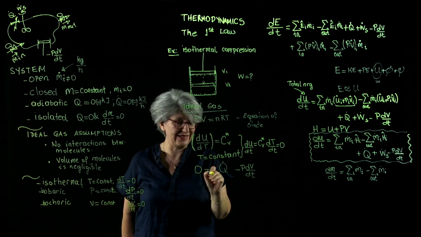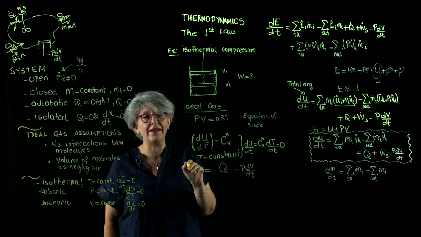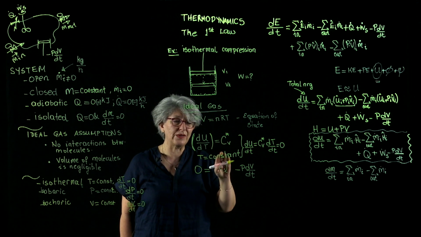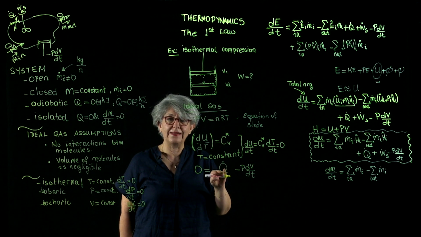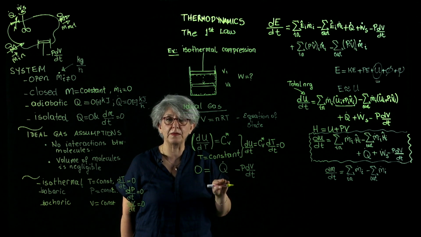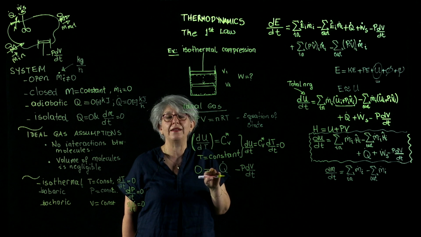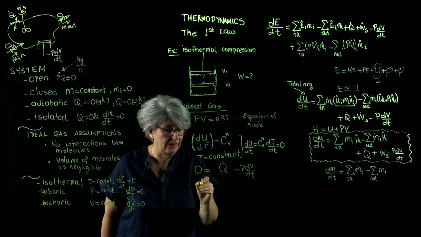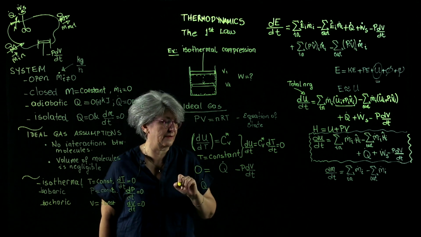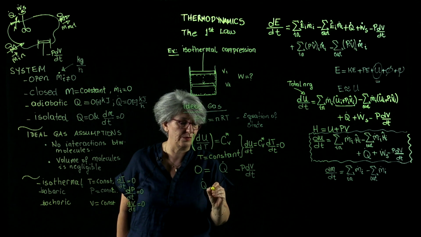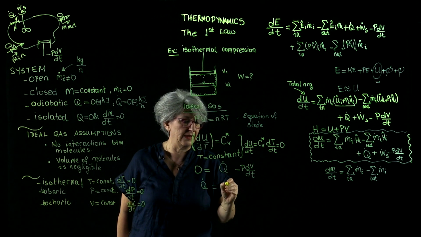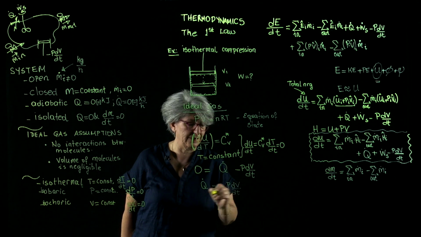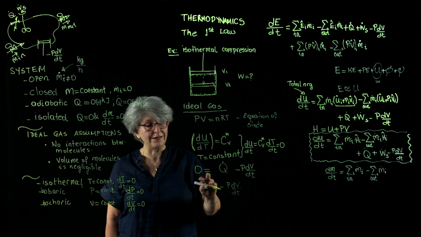So I just have arrived at a very important conclusion, that when I do work on a gas under isothermal conditions, in order to keep the temperature constant, I have to remove energy by some means, and in this situation it is heat. Q dot is going to be equal to minus P dV over dt. Now what will I do? I will rearrange.